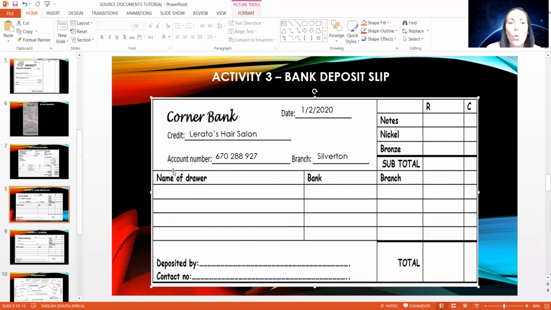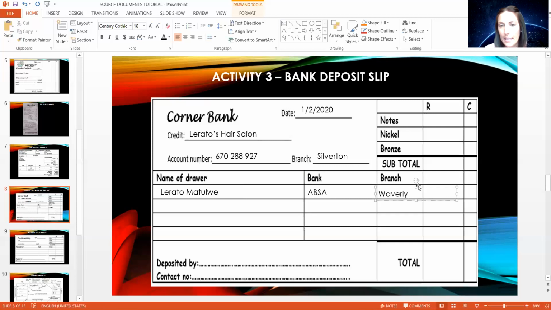Now, name of drawer, that means who is the person who issued this check. Now, we said you are Lerato Matulwe, so this is the name of the drawer, Lerato Matulwe. Right. And then they gave us the information that your personal bank account is held with ABSA, and that branch is held at Waverley. Right, so you fill that in.